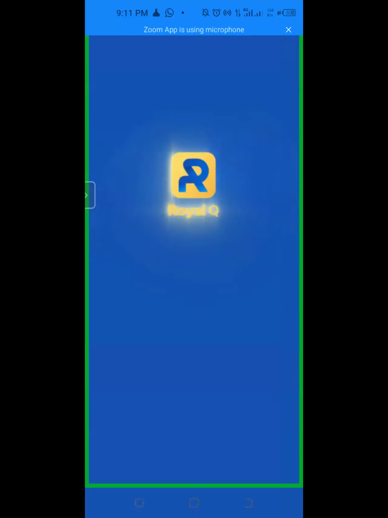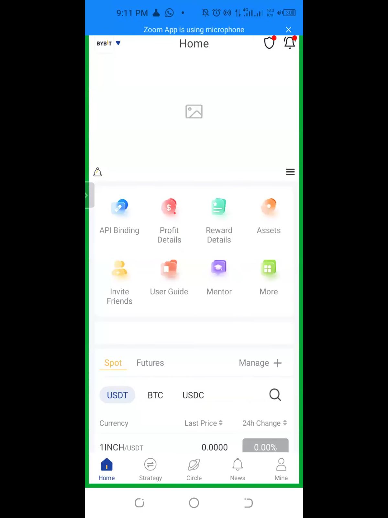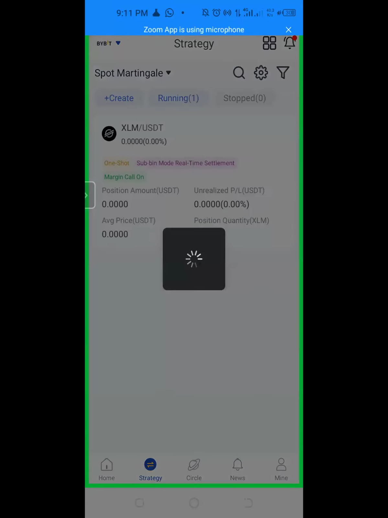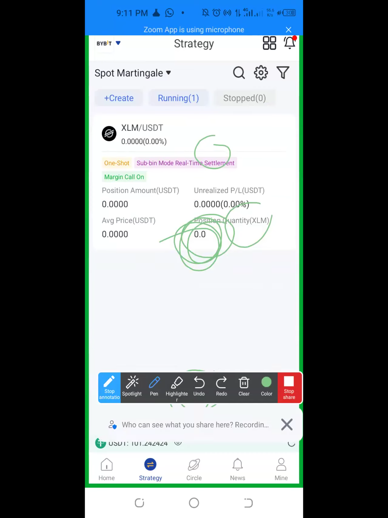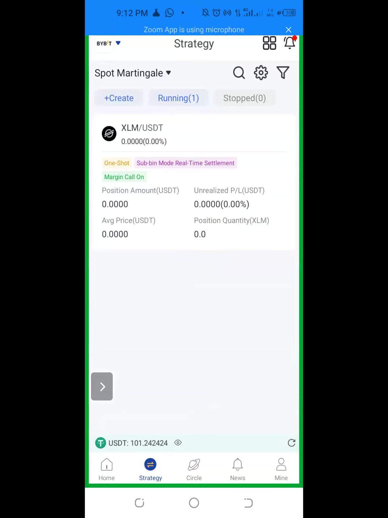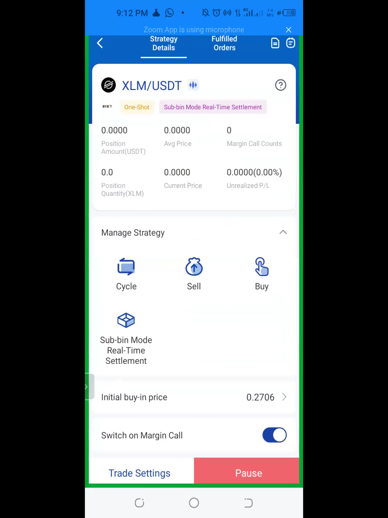Let me confirm that I enter excellent here. Okay, I enter excellent here. So what we do is enter into the coin. You want to edit, then pause. If you want to edit it, it won't allow you.